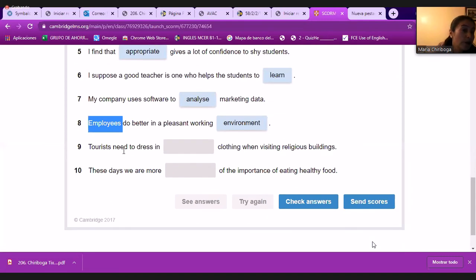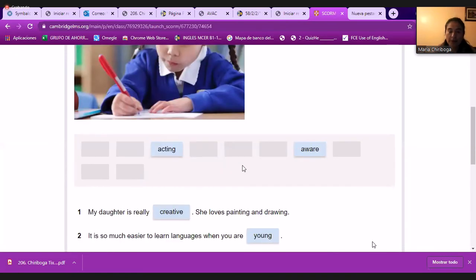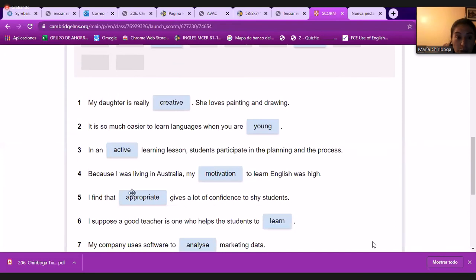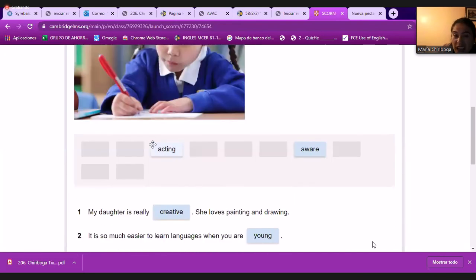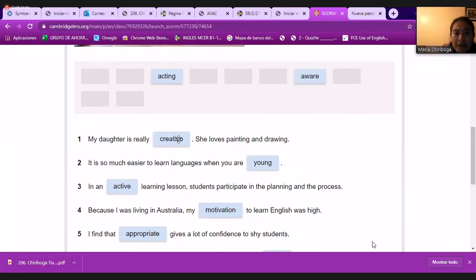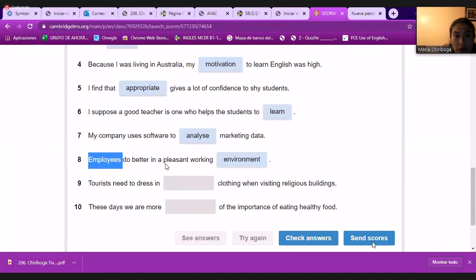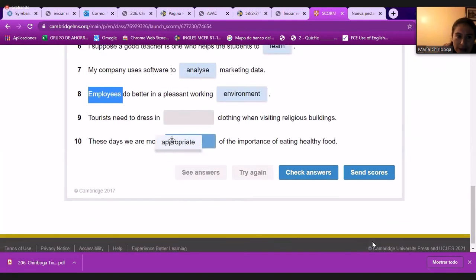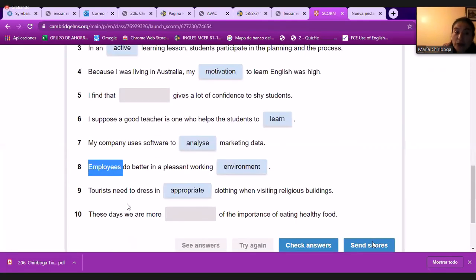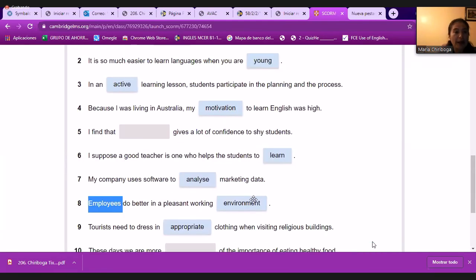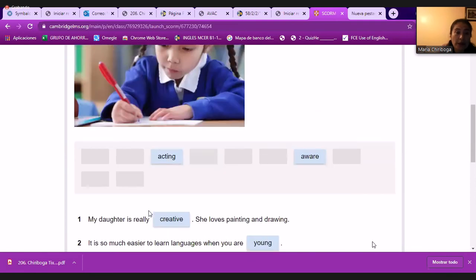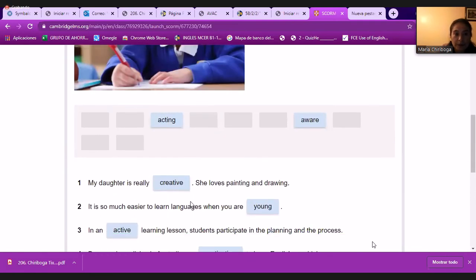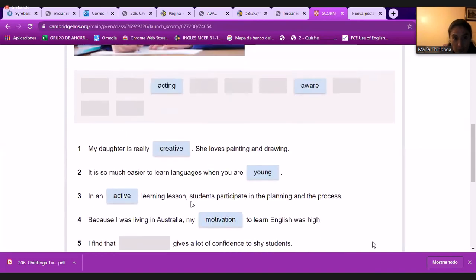Okay, tourists need to dress in blank clothing when visiting religious buildings. So please, as I said a moment ago, if you have to remove some answers, you can do it. Because I think acting is not correct there. I think aware is not correct. So maybe you have to take an answer from here, remove an answer and put it here. Please think, please. Appropriate, what is teacher. Appropriate. Yeah, I agree, my dear students. Excellent. So that is the way. Here it says, tourists need to dress in appropriate clothing when visiting religious buildings. And I suppose here I find that, what could be? Another one. Just tell me, please.